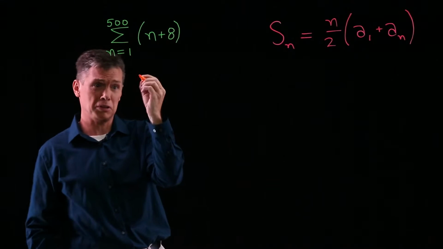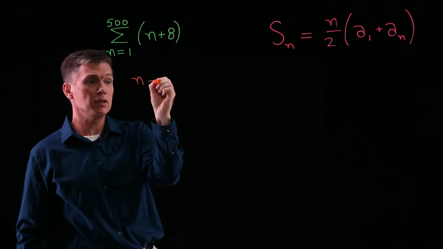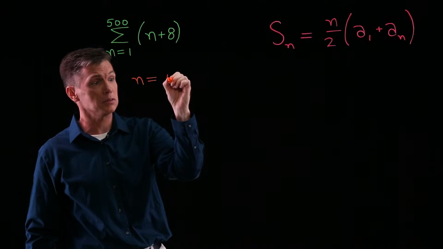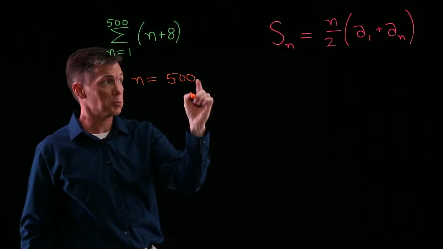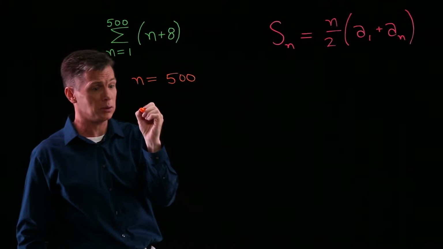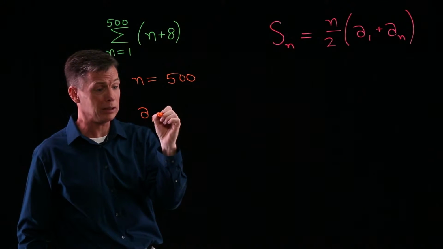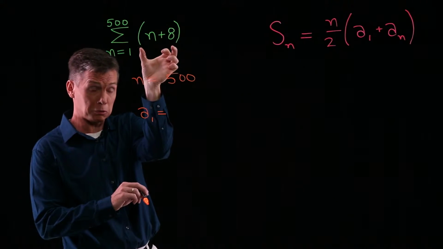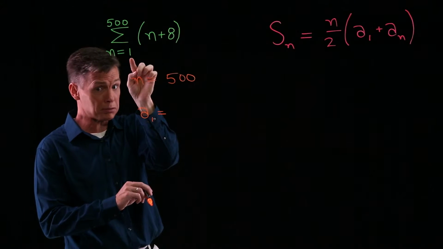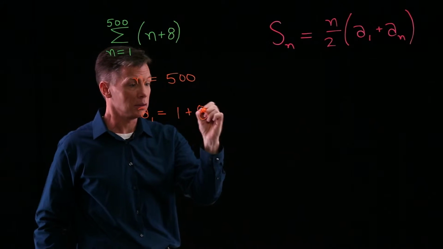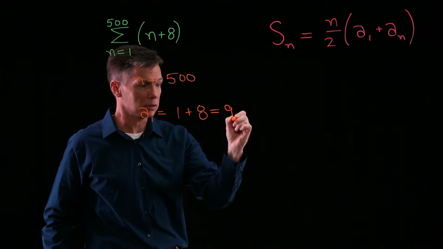n is first, I see. So n is just the number of terms, which is 500 in this case. Back to my formula, I can see I also need a sub 1. And a sub 1 is just taking this expression and putting your 1 in for n. So 1 plus 8, better known as 9.